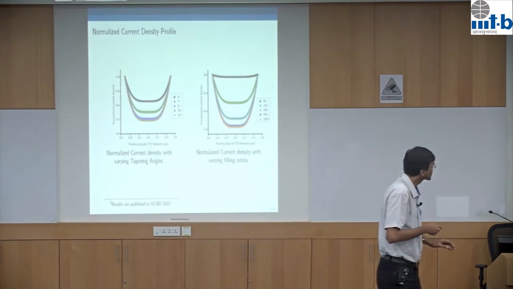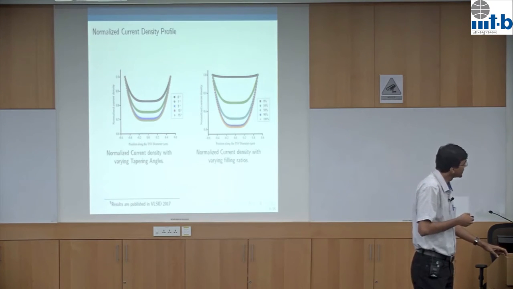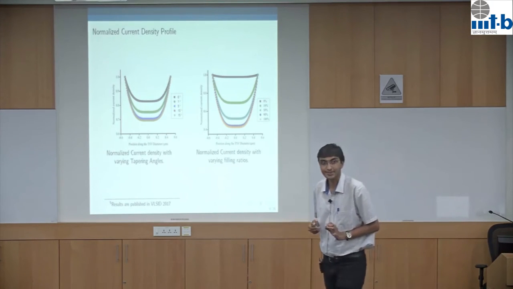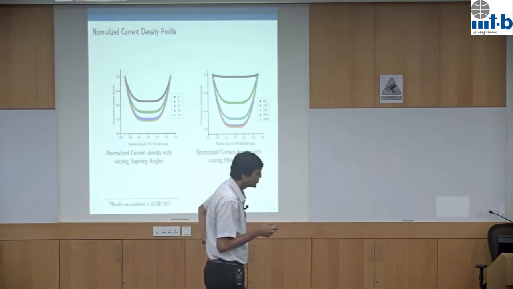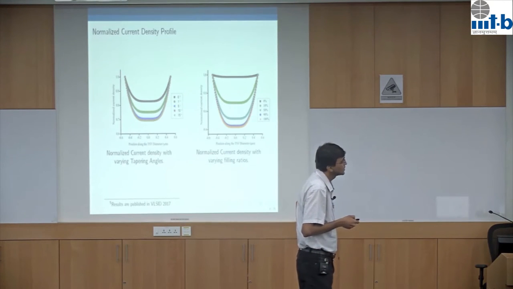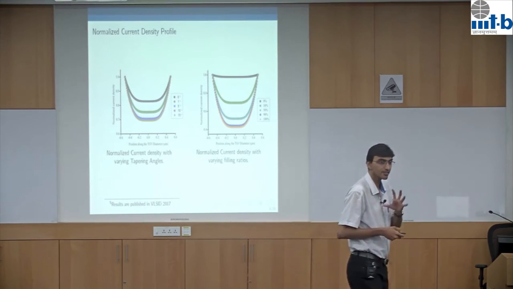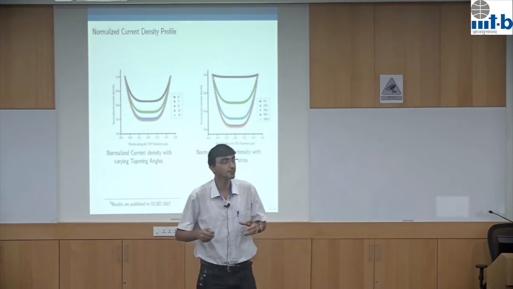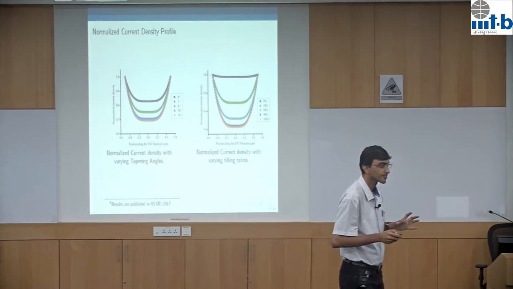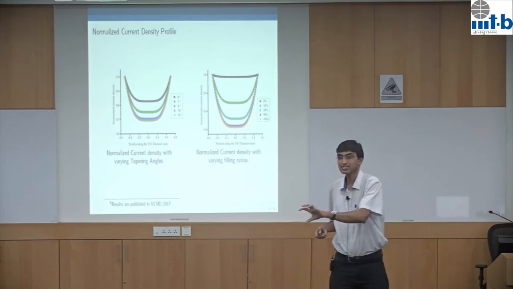So this is what it looks like with the tapering angle, what is the surface current density, and then with the filling ratio, what is the surface current density. Okay, so with the filling ratio, 0% represents zero copper. It is completely filled by carbon nanotubes, right? 100% represents the other extreme, which is completely filled by copper. There are no carbon nanotubes. Okay, so in between there are some ratios, which means it is copper as well as carbon nanotubes together.